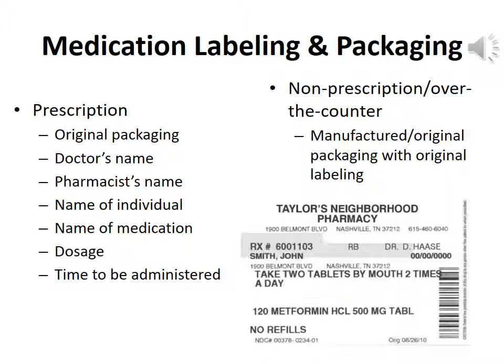Medication labeling and packaging. For prescription medication, the things that we need are the original packaging, the doctor's name, the pharmacist's name, the name of the individual that will be receiving the medication, the name of the medication, the dosage, and the time to be administered. For non-prescription and over-the-counter medication, it needs to be in the original packaging with the original label.